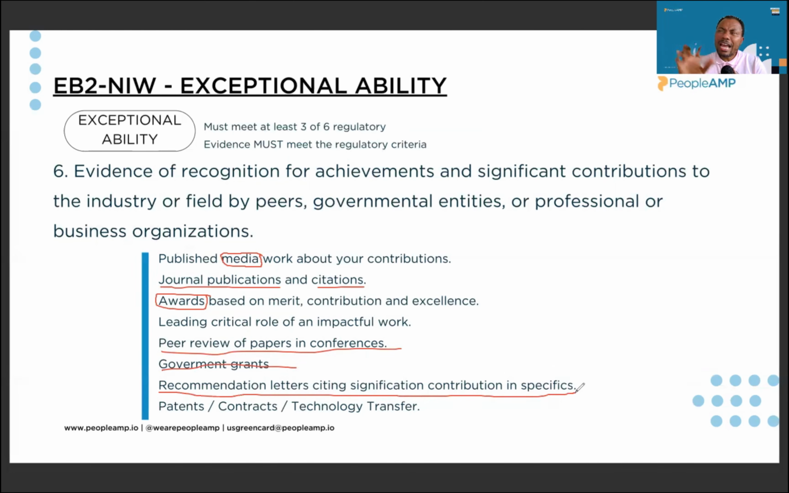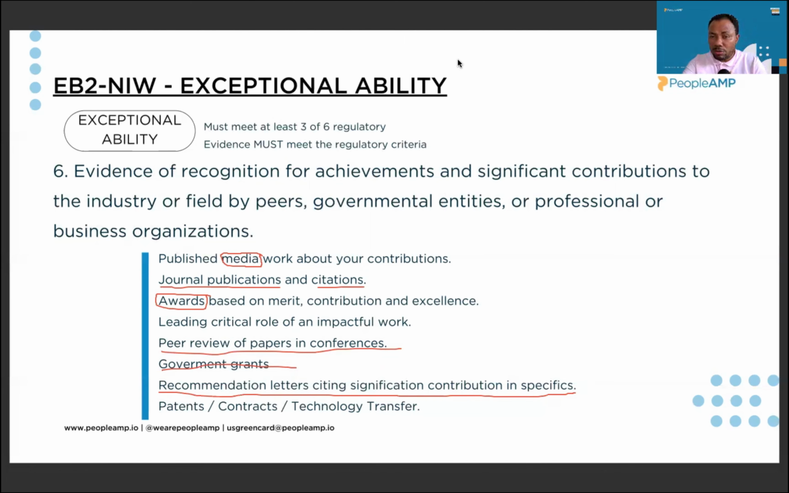So if you look at everything in summary, you will realize that I have been able to explain to you holistically, right, the evidences that you need to put together for you to be able to prove, right, that either you have an advanced degree or you have exceptional ability.